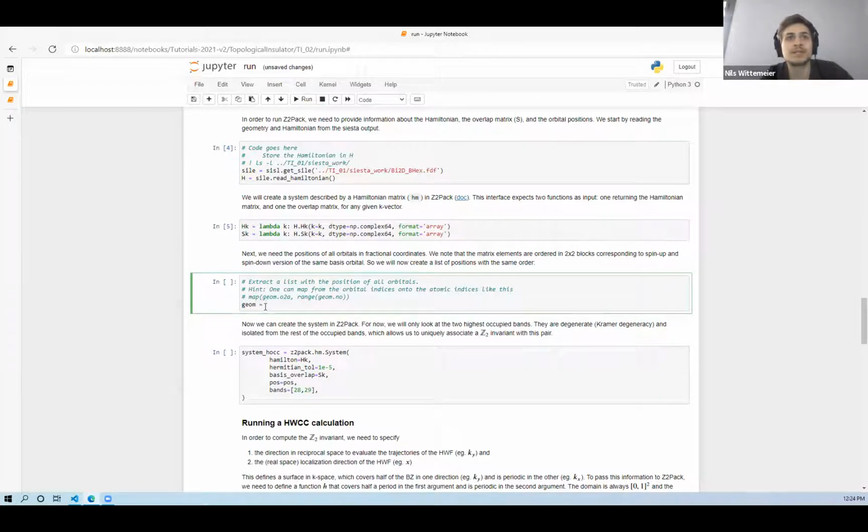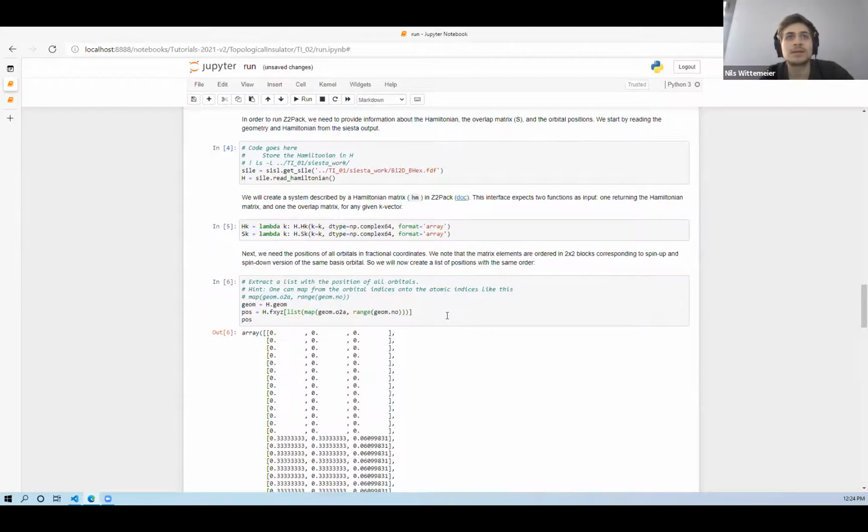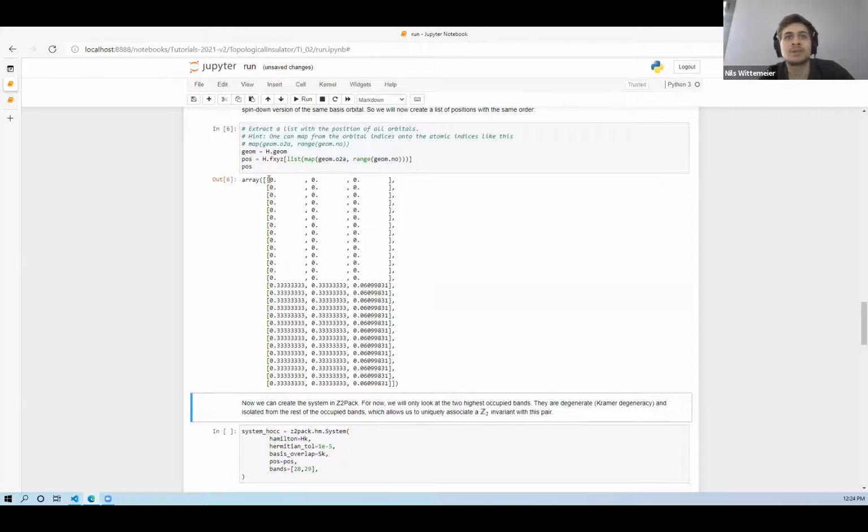First, we take the geometry from the Hamiltonian element that we just read. Then we calculate the positions of all orbitals in fractional coordinates. That's important here, that you use the fractional ones. Copy this part. And now we have the positions of the atoms, basically just duplicated for each of the orbitals on the atoms.